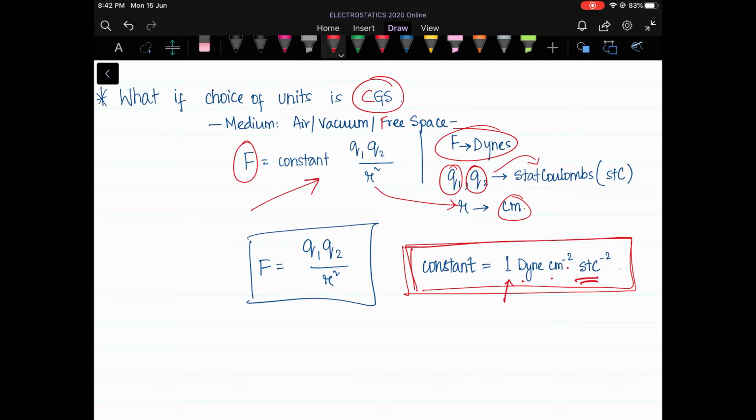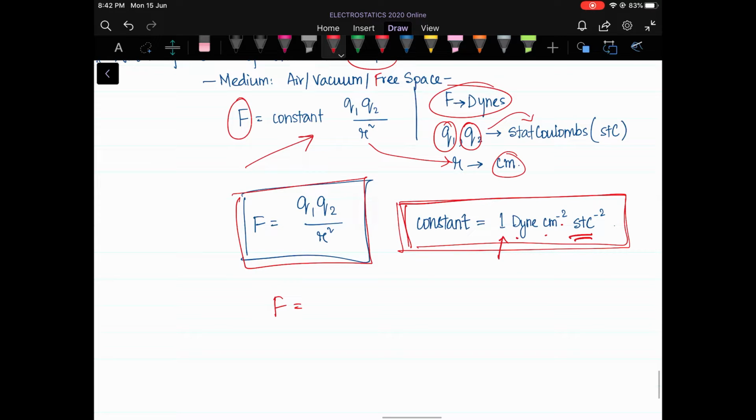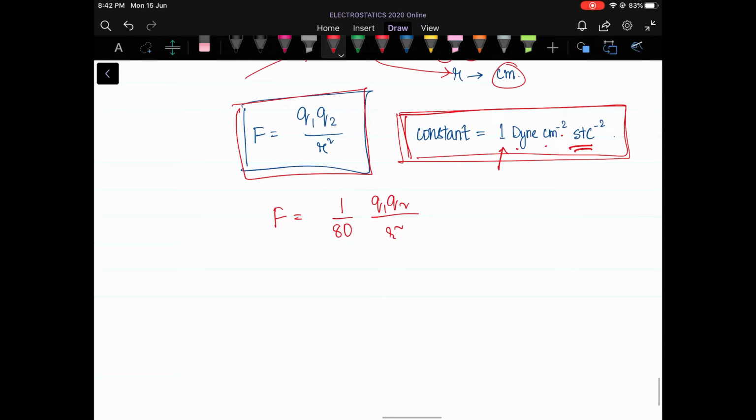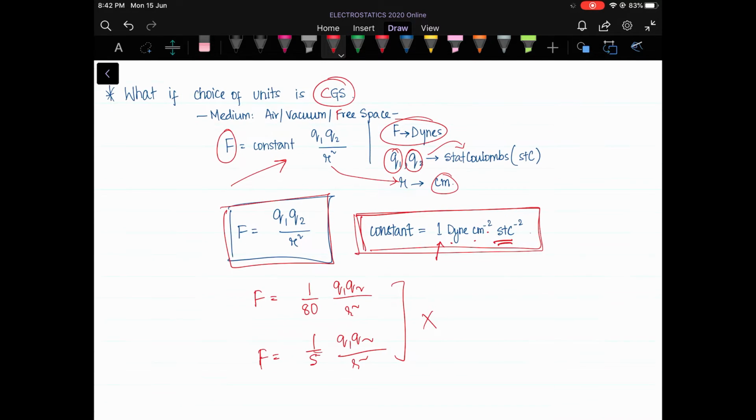And of course, when we change our medium to water, we must write F equal to the constant, which is 1 again. So we just take 1 divided by 80, times Q1 Q2 by R squared, following the CGS system. And when we use mica, we must write F equals 1 by 5 times Q1 Q2 by R squared. But don't worry, we do not need so much detail about the CGS system. Just remember how the values of this constant are going to change if we change the medium.